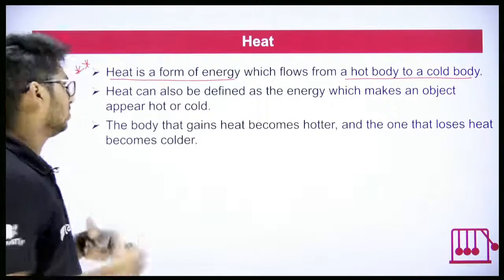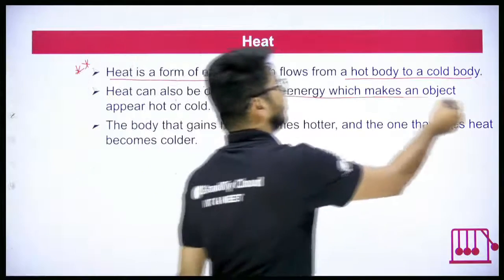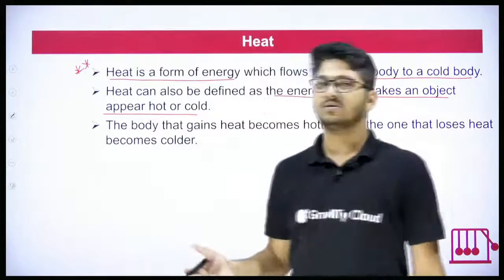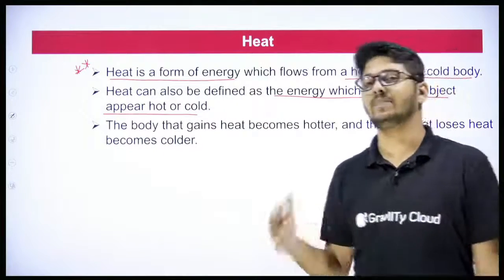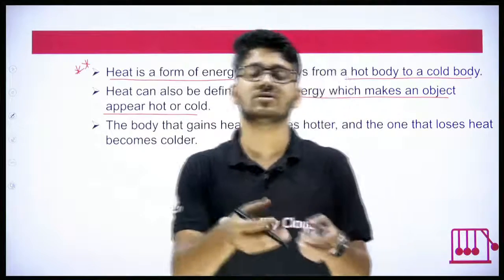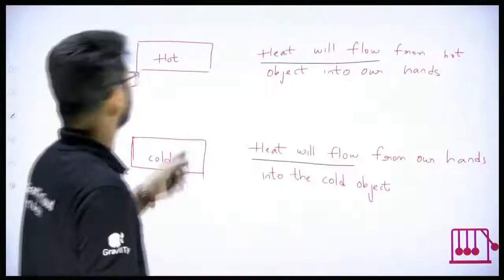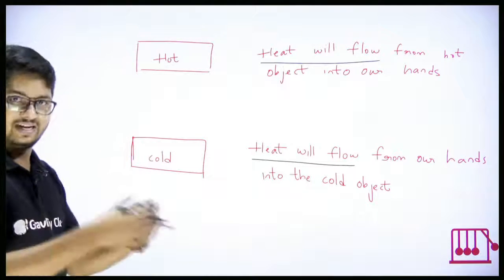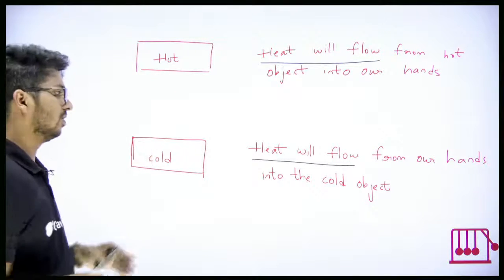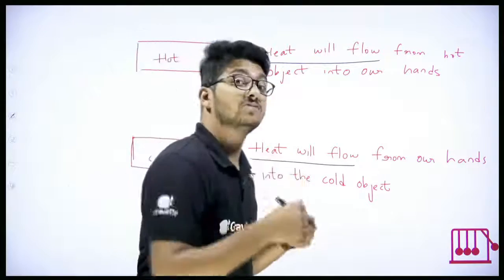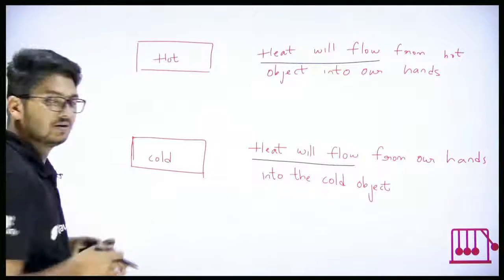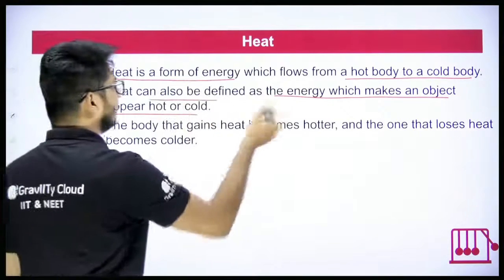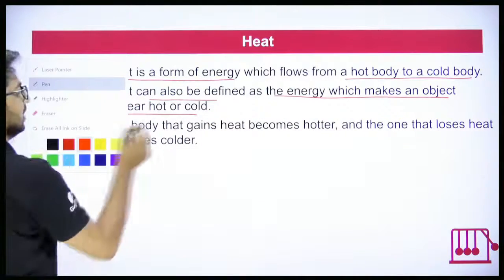Or else, we can also define heat in this way: the energy which makes an object appear hot or cold. Yes or no? Because how do we feel hot or cold? It depends on how the heat flows. If heat flows from the object into our hands, if heat enters us, that object is hot. But if heat goes from our body to the object, that means it is cold. So heat is what makes it appear hot or cold.